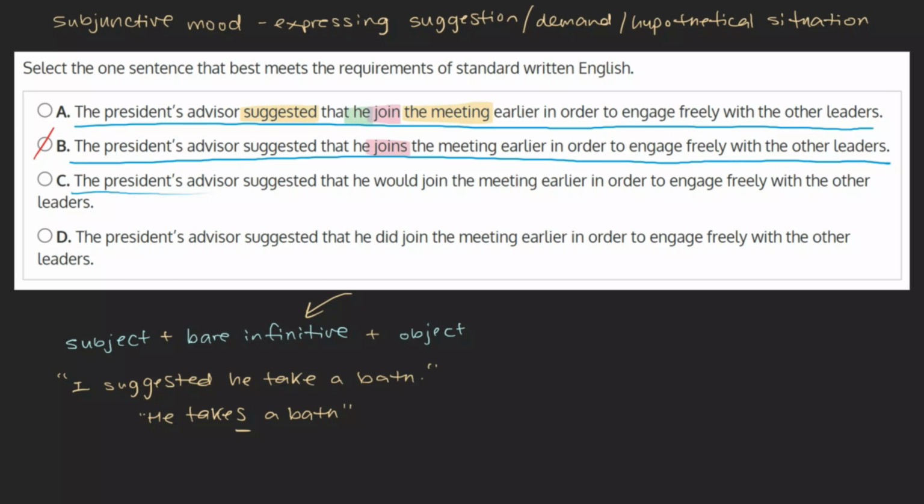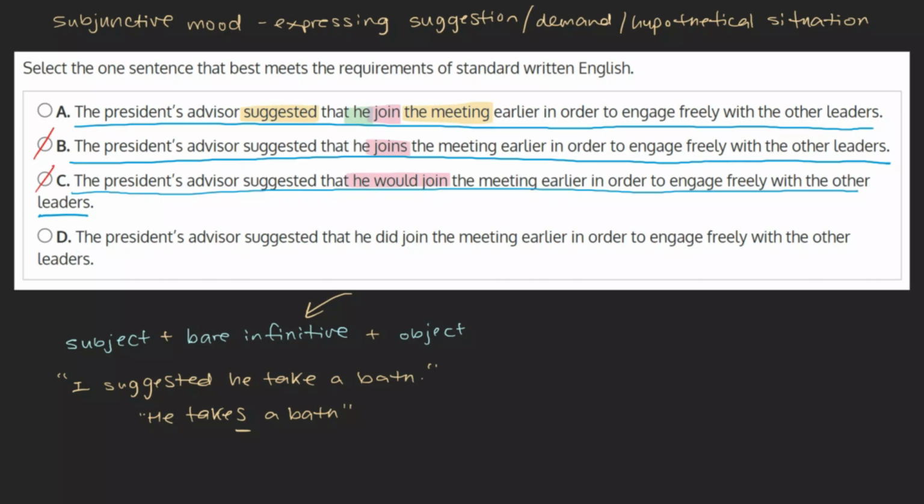C. The president's advisor suggested that he would join the meeting earlier in order to engage freely with the other leaders. Again, we can mark this as incorrect on the basis that he would join simply isn't the verb form we use when using the subjunctive mood. This choice can be marked off.